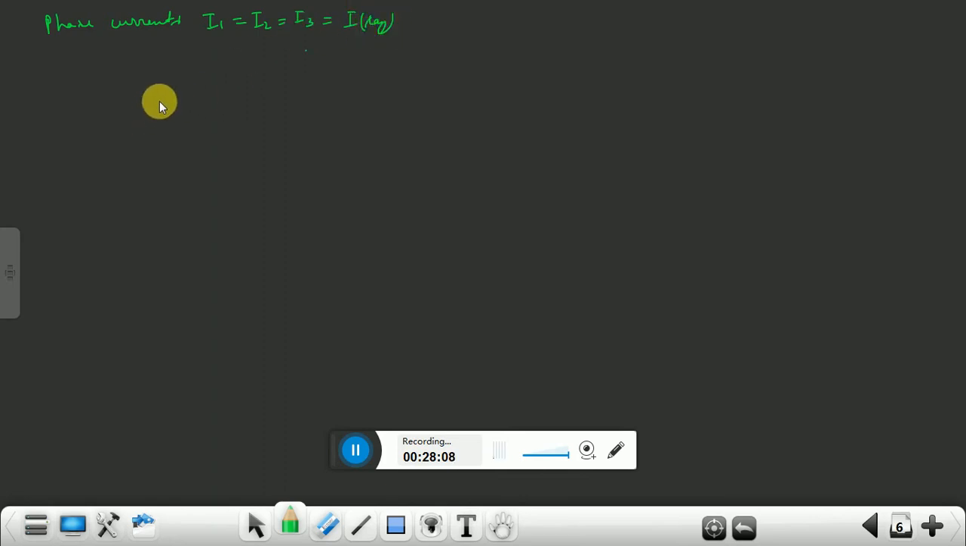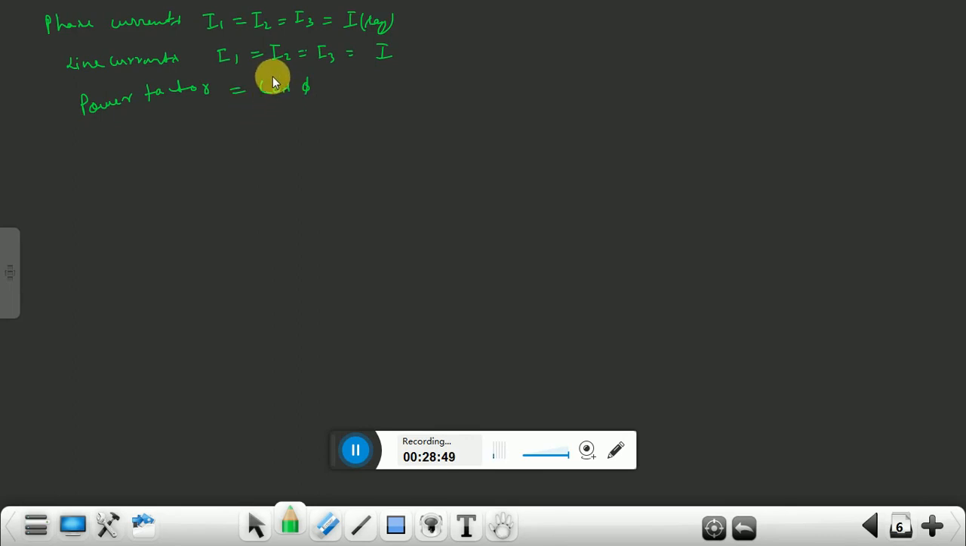Okay, so in this case line currents I1 equal to I2 equal to I3 equal to I. In the case of a star connection, line current and phase current both are equal, that's why it's I. And power factor equal to cos phi.